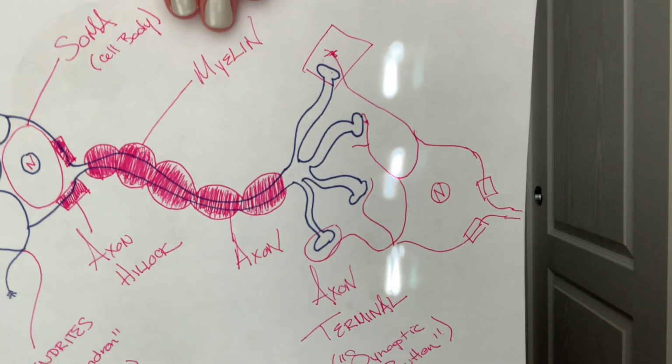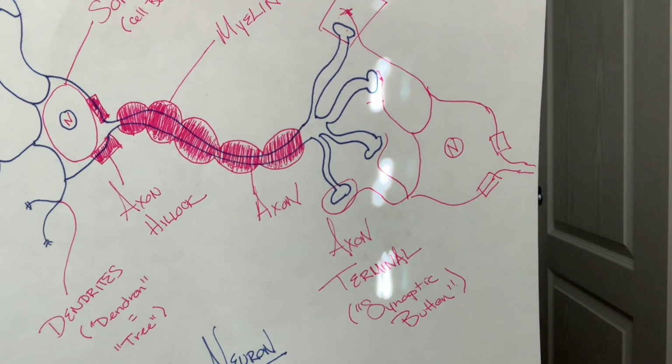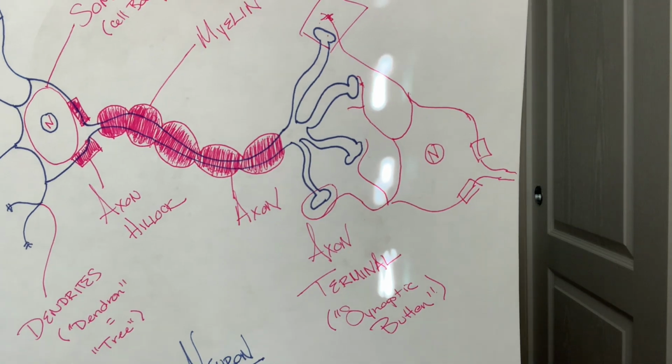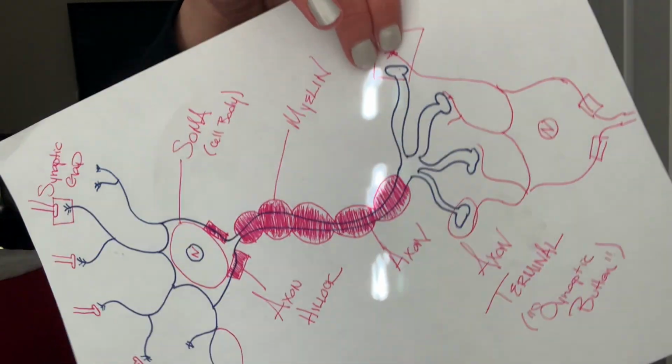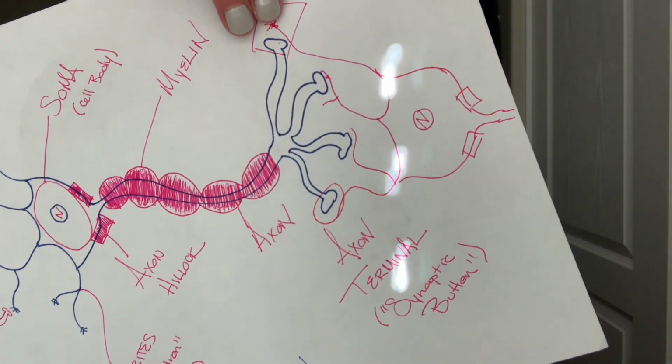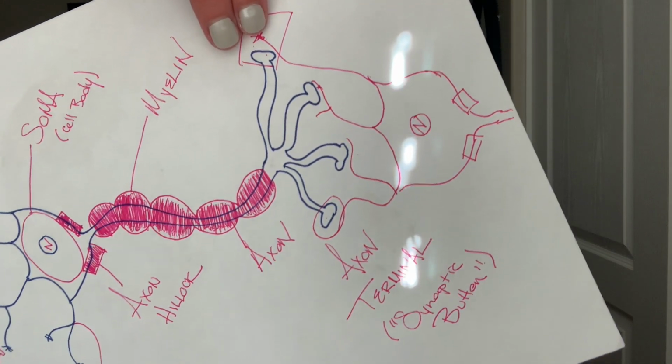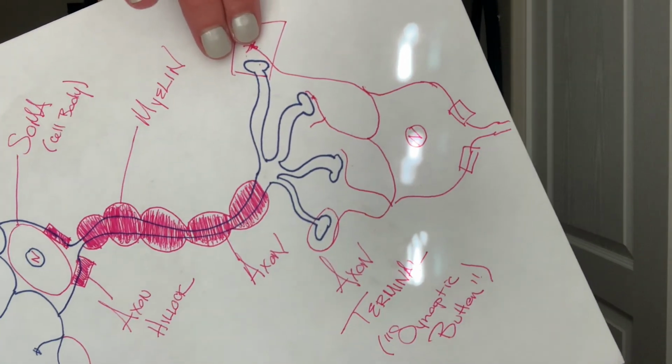Last week we went over the different parts of a neuron, and in this week's episode we're going to talk about something called synaptic transmission. Synaptic transmission happens right here where one neuron meets another and they communicate via neurotransmitters. And that is what this video is going to be about.